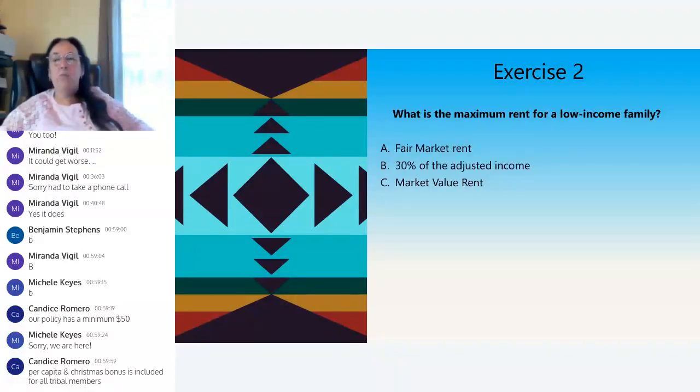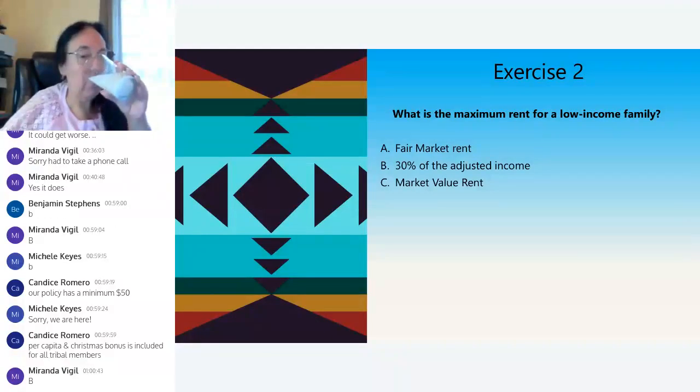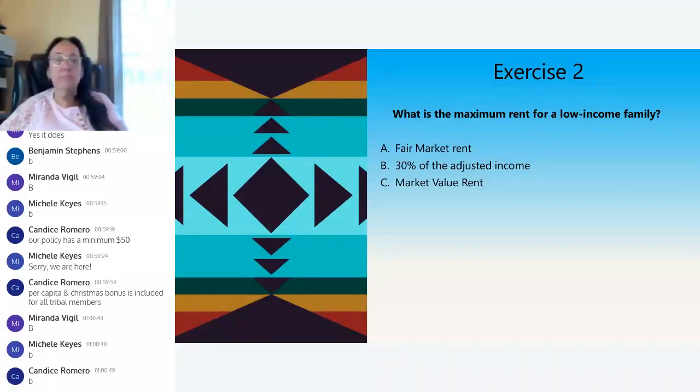Okay, what is the maximum rent for a low income family? Fair market, 30% of adjusted income, market value rent. Low income family. Good job, guys. Yay.